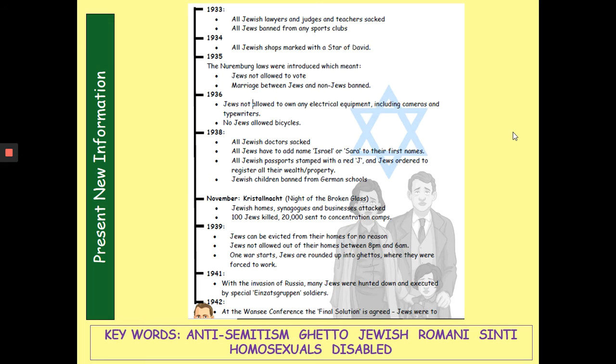With the invasion of Russia, many Jews were hunted down and executed by special Einsatzgruppen soldiers. So to you and me, that would mean the SS, the stormtroopers, who were highly trained, were given automatic weapons, and had no moral issues with gunning people down in their hundreds. 1942, Nazi leaders met somewhere at something called the Wannsee Conference, and the final solution is agreed. Jews were to be rounded up and systematically exterminated. So there we have a list of laws passed in Germany. Pretty dastardly stuff. It starts with a bit of a slow burn and then escalates very, very quickly.